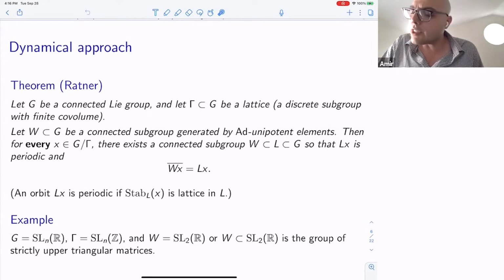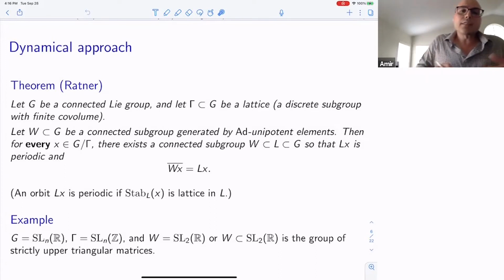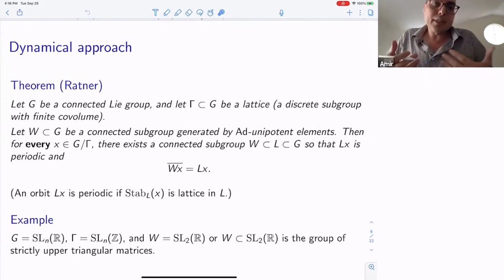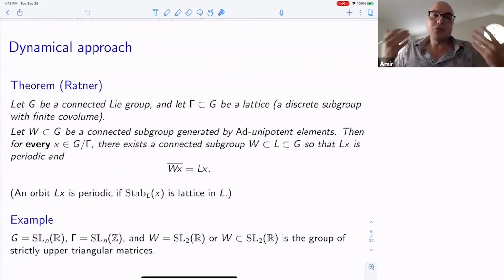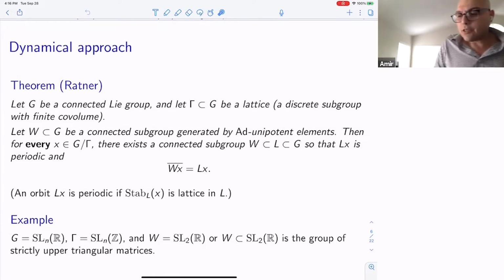And of course, this condition that your group is generated by unipotents is essential. This theorem is false if you replace W by a one-parameter diagonal subgroup. One-parameter diagonal actions present no rigidity. Essentially, you have positive entropy, it's a Bernoulli action. You can have orbit closures that have fractal behavior. So it is absolutely essential that you have these unipotent subgroups to work with, at least in the work of Ratner. There's some more recent work which I will mention, but definitely you need some condition on the acting group.